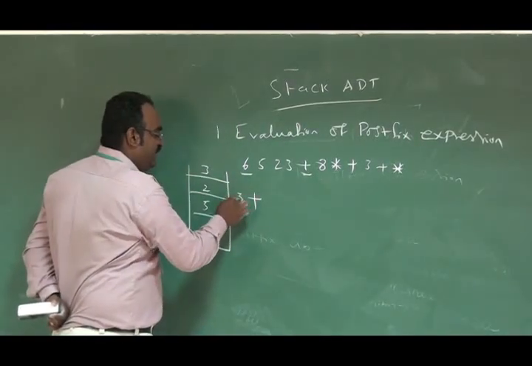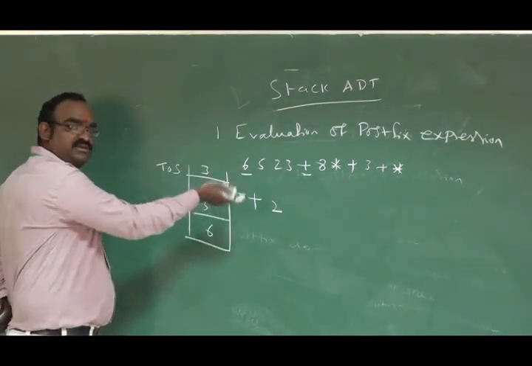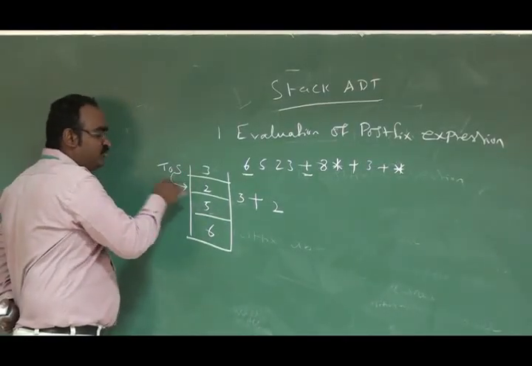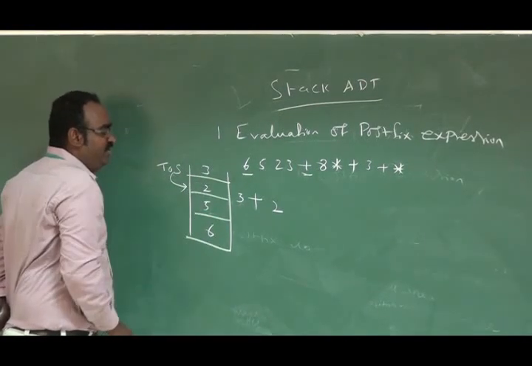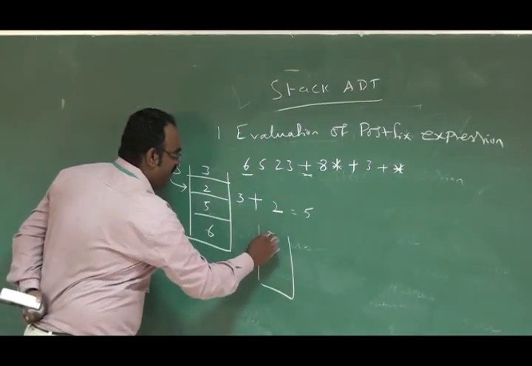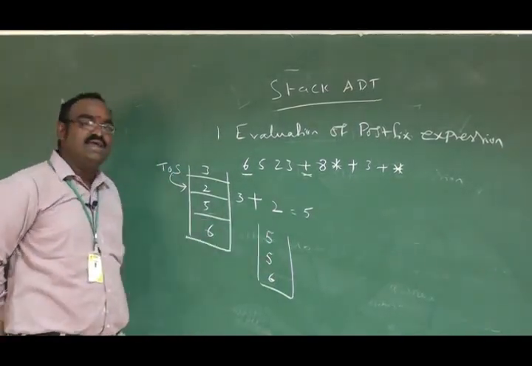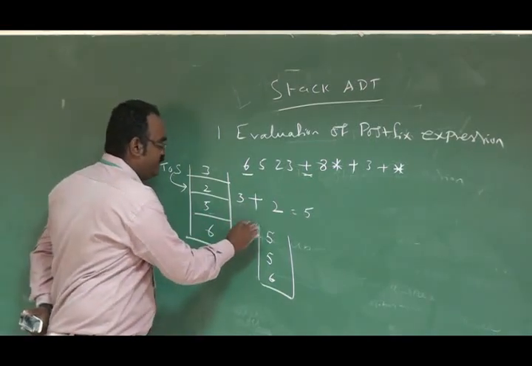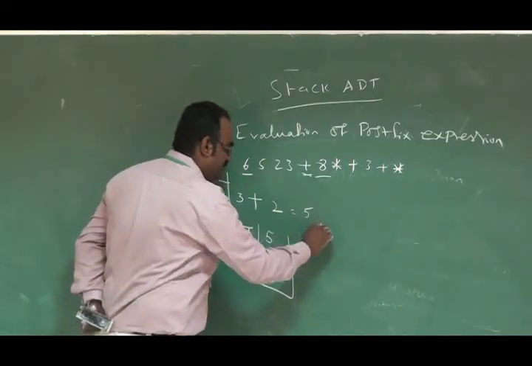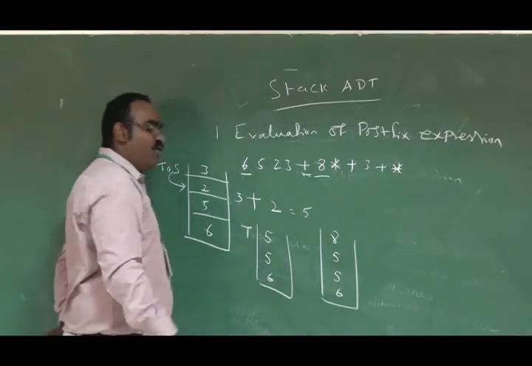First 3 and then 2, because the top of the stack is the element extracted first. 3 is the top of the stack; after 3, the top moves to 2, so element 2 is also popped. Now the value is 5. After plus, the stack holds 5, 5, 6, because after execution the 5 is pushed into the stack. The top of the stack is incremented here. Next is 8, an operand, which is inserted into the stack. So 8, 5, 5, 6: four elements now.